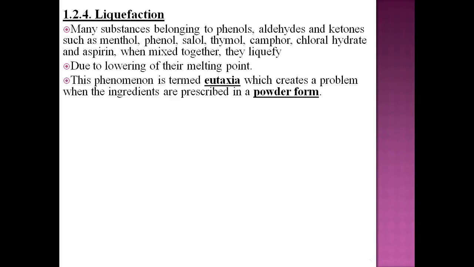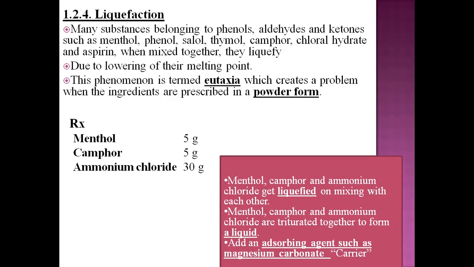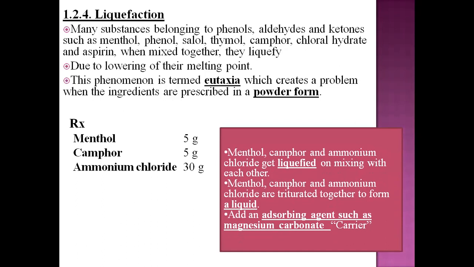ايه اللي يخليهم لما يميكسوا مع بعض بيتحولوا ليكويد؟ هو مش متخيل، لكن انت كصيدلي عارف ان الميكستشر اوف سايمول وسالول او سايمول وكمفر او كمفر وسايمول بيعمل ايه؟ بيحصلوا ليكويفاكشن. زي مثلا مانسول 5 جرام كمفر 5 جرام امونيوم كلورايد. هو بقى الدكتور مصمم برضو انها تبقى ايه؟ باودر فورم. انت جبت المانسول والكمفر والامونيوم كلورايد وحطيتهم في مورتر وعملت لهم ميكسنج، تحولوا في ايدك لليكويد.